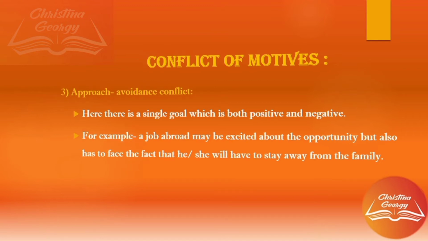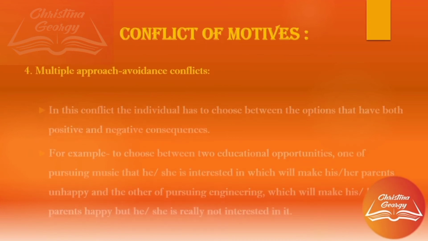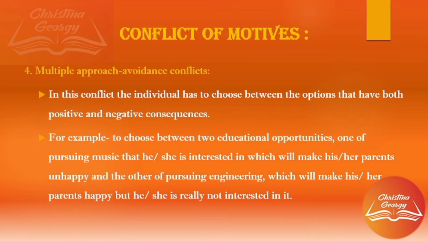Moving on to the last type of conflict, which is multiple approach avoidance conflict. In this type, the individual has to choose between options that have both positive and negative consequences. How can an option have both positive and negative consequences? Let me explain this with a familiar example.